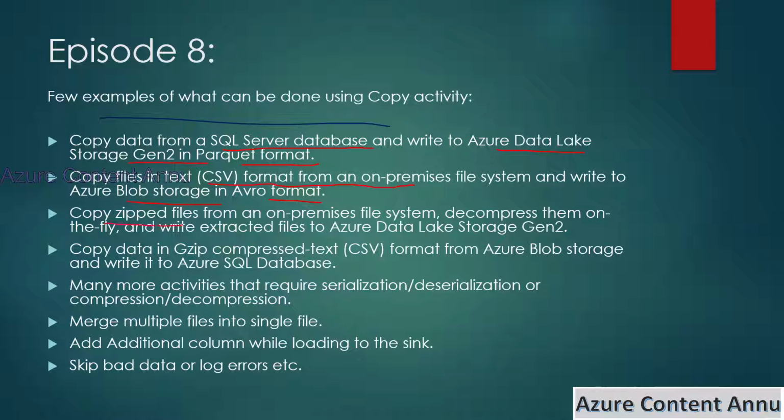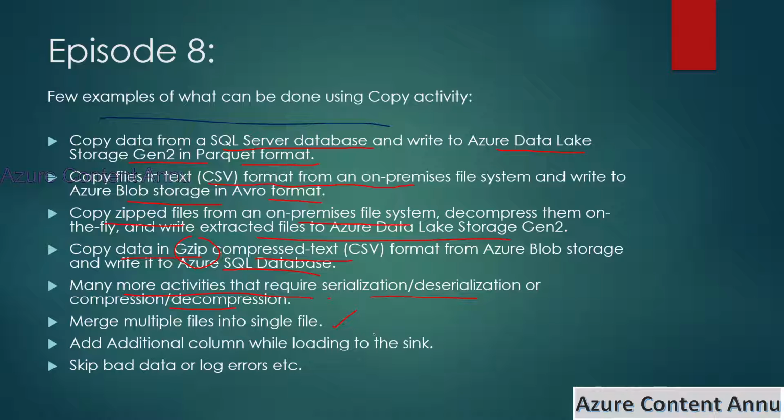Or we can also copy zipped file from on-premise file system and we can decompress it on the fly and we can extract the file to Azure Data Lake Gen2. So we have the option to compress and decompress file in the copy activity itself. So we can use suppose gzip option and we can compress the CSV file and we can load it into Azure SQL database as well. So apart from that, we have options to perform serialization and deserialization or compression and decompression inside the copy activity itself. We can also merge multiple files from one folder and put them into a single file using copy activity.